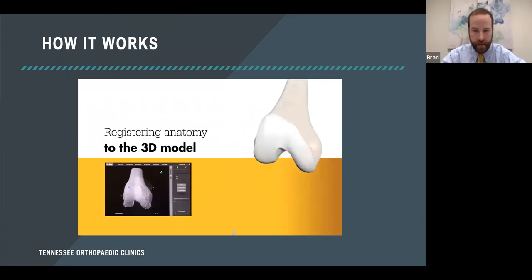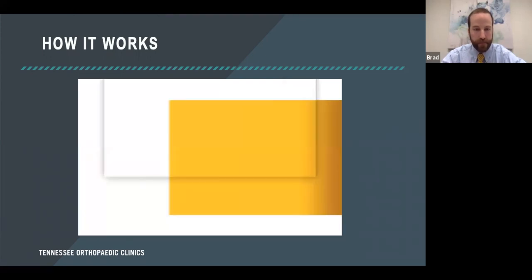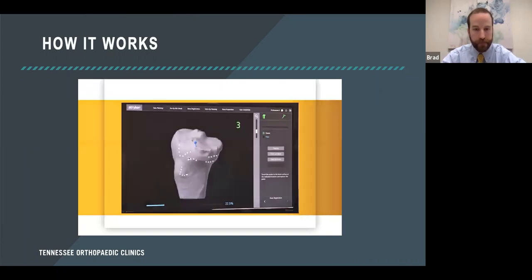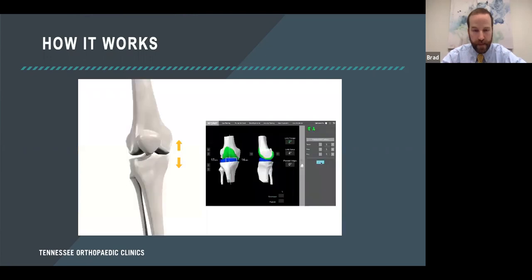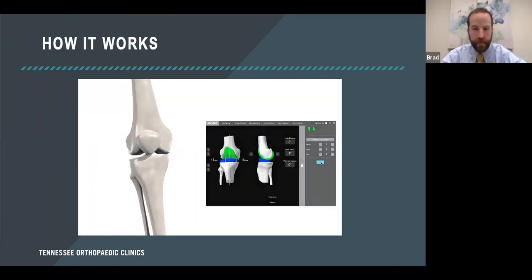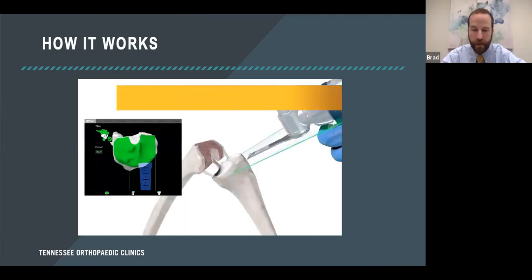The next step is during the surgery, we then register the anatomy of the knee using a little probe. And I'll show this in the video in just a second with me doing this, so that it registers that to the 3D model. This tells the robotic arm exactly where the knee is in space. Next, we can assess the range of motion of the knee during the surgery and also assess the tension on the ligaments. This allows any small adjustments to the preoperative plan so that we can then lock that in.